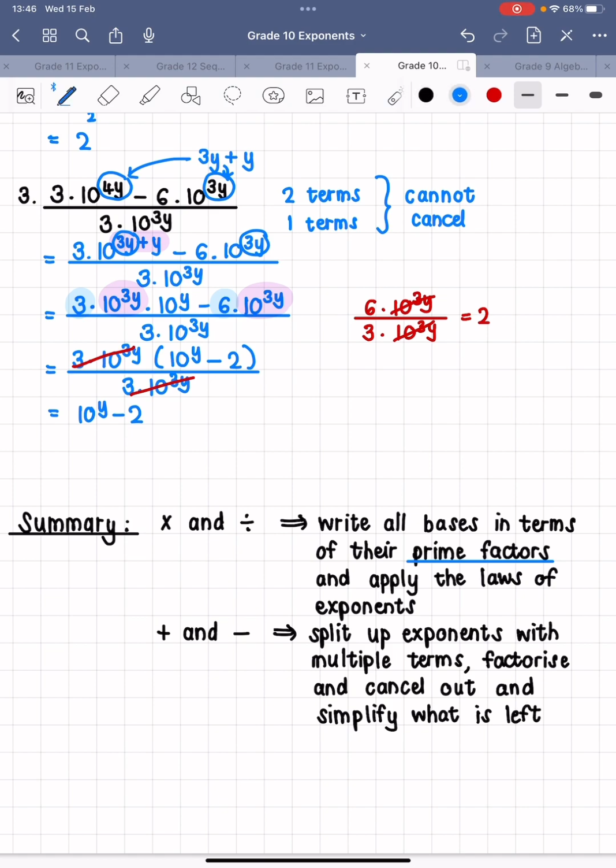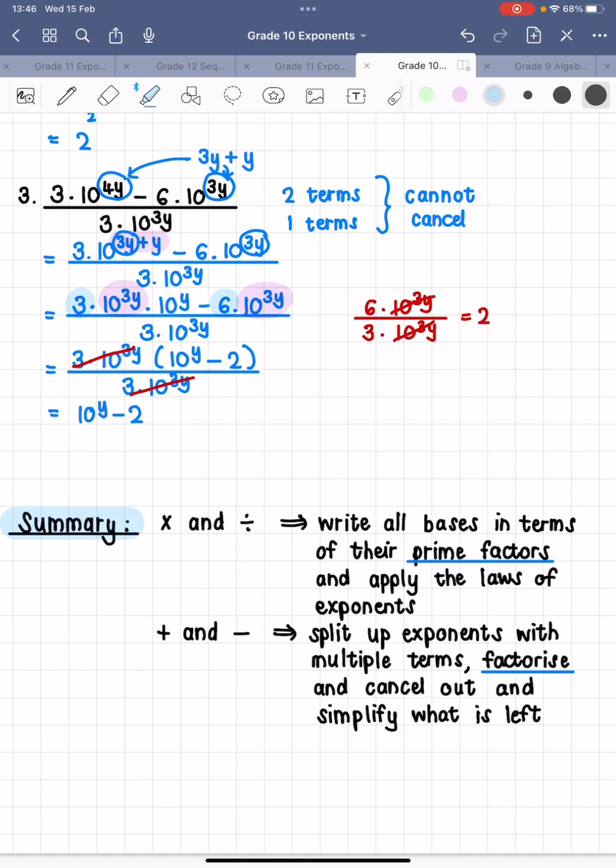So kind of the core idea of this method in this type of question that I'm going to underline here is that you need to factorize. So you need to split up your exponents with multiple terms. That's your first step. But the reason why you're doing that is so that you can factorize, which will allow you to cancel out. Grade 10s, it's very important that you understand the difference between these two questions.